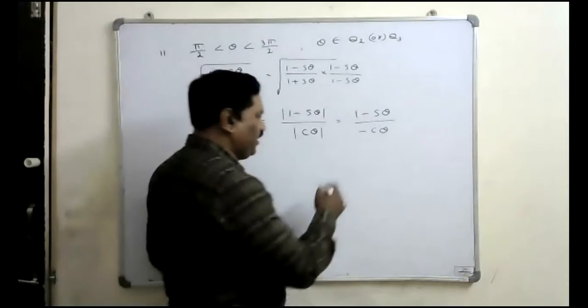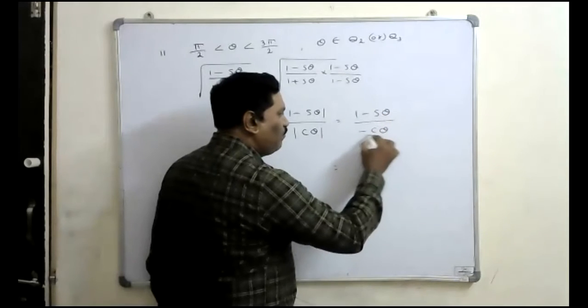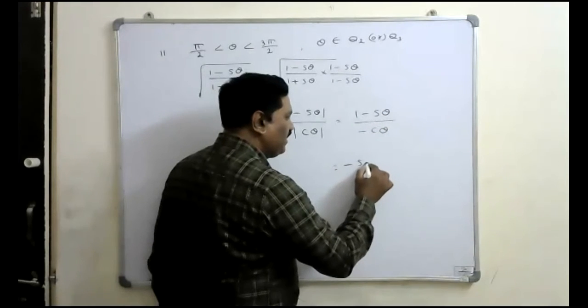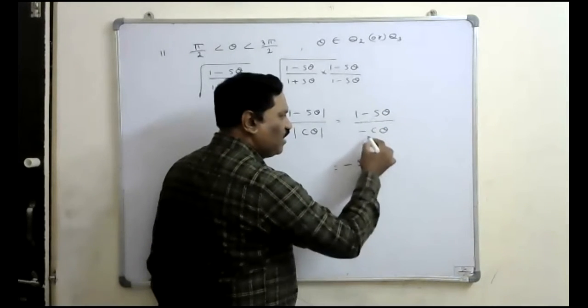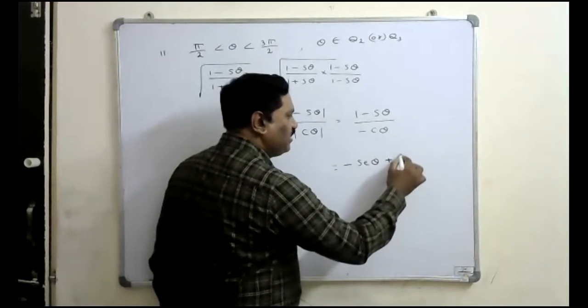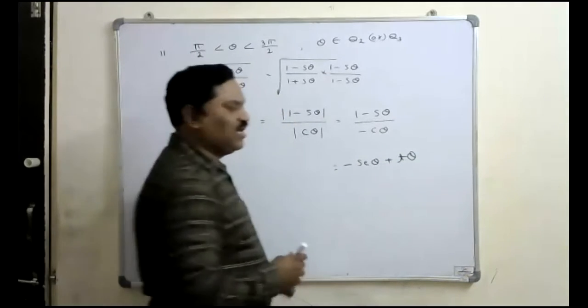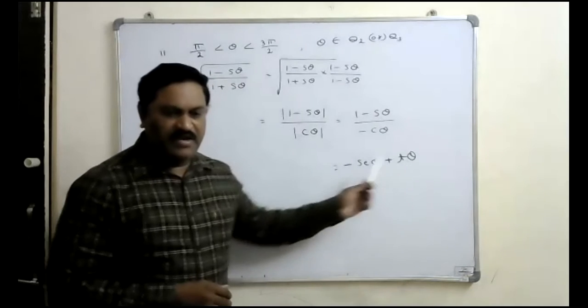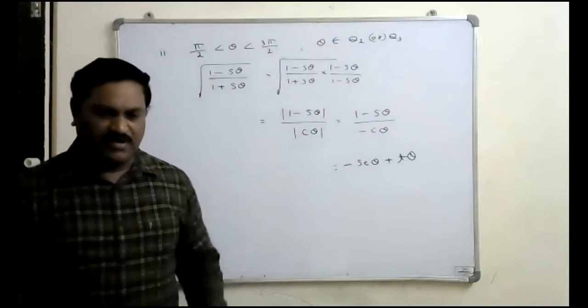Now, if you split it, first term 1 upon minus cos theta, which is minus secant theta, minus upon minus plus sin theta by cos theta is tan theta. So therefore, the answer is tan theta minus secant theta. That's the answer for it. Take that.